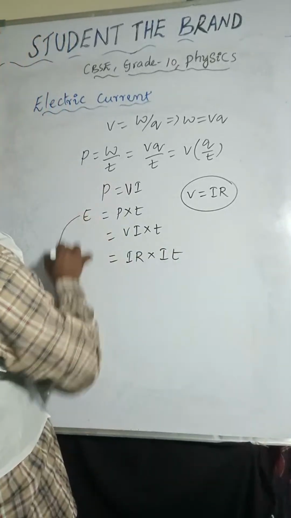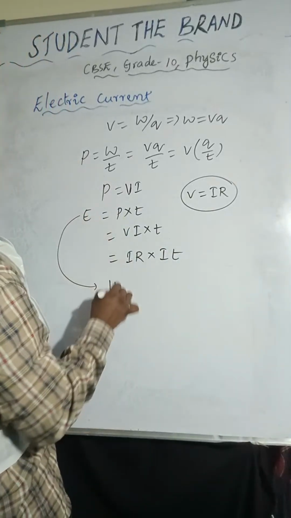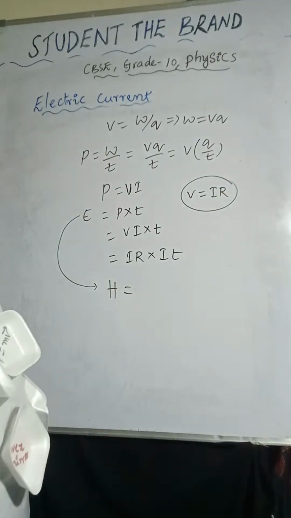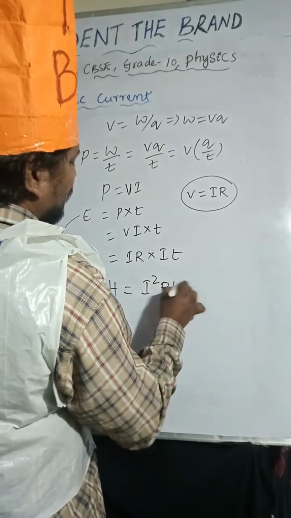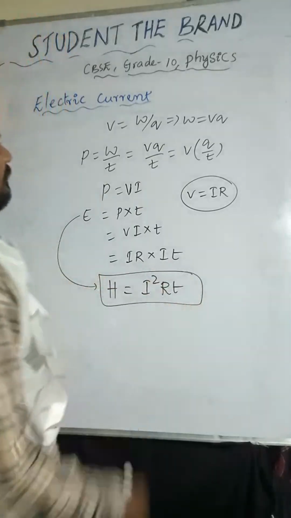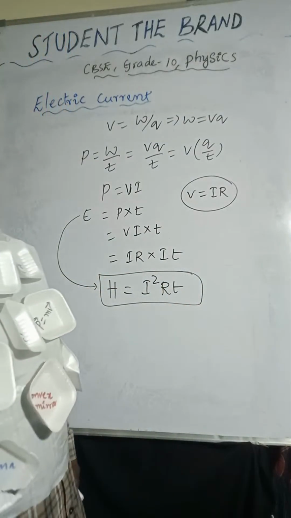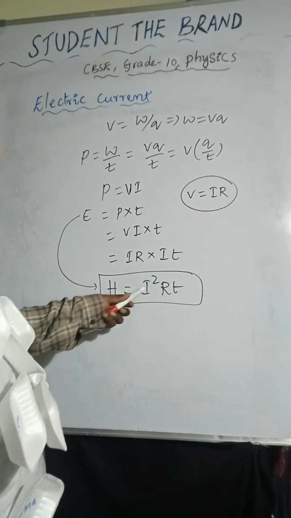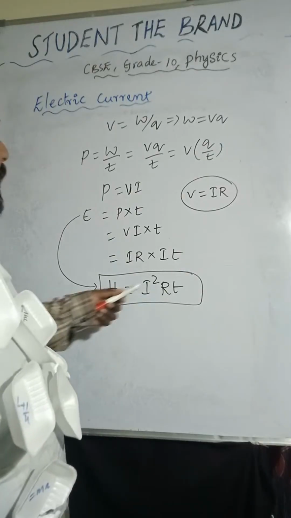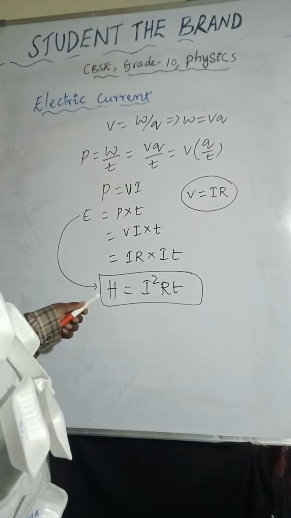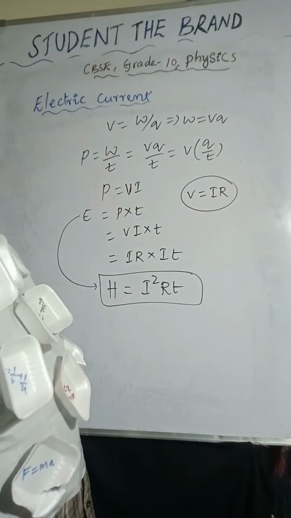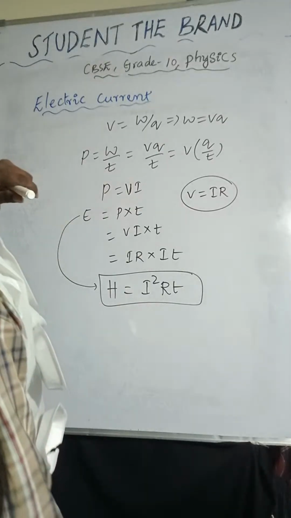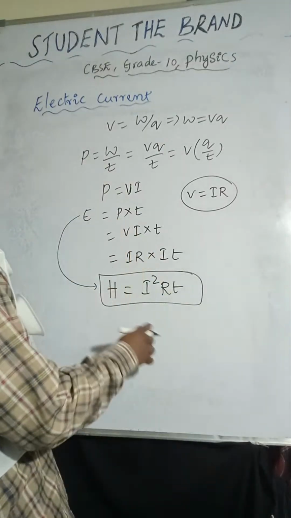Whatever energy is given to the conductor will become heat. H equals I square RT. Heat produced in the conductor is directly proportional to the square of current. Heat produced in the conductor is directly proportional to resistance. Heat produced in the conductor is directly proportional to time. So the heating effect of electric current is also known as Joule's law of heating.